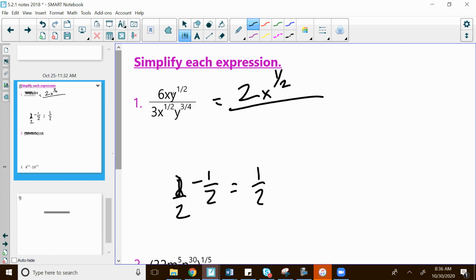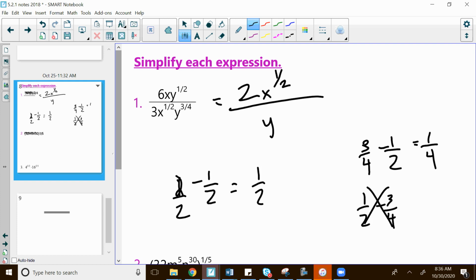Now, this y to the 1/2 and y to the 3/4, here's what I would do if I were you. I would take 3/4 minus 1/2, instead of 1/2 minus 3/4, and know that whatever we're going to get, we're going to have a y value in the denominator, because that power is higher than that power. It's a greater number, so it's overpowering the numerator, and therefore when we divide this, what's left is going to be in the denominator. So 3/4 minus 1/2 is 3/4 minus 2/4, which is 1/4. So this would be y to the 1/4 power.